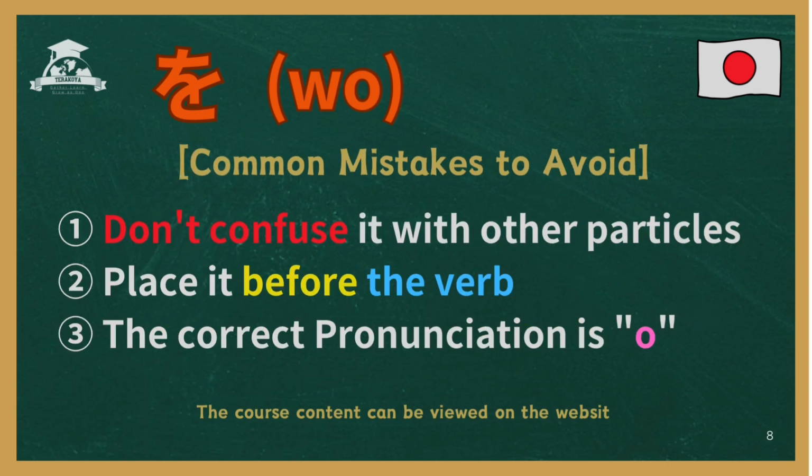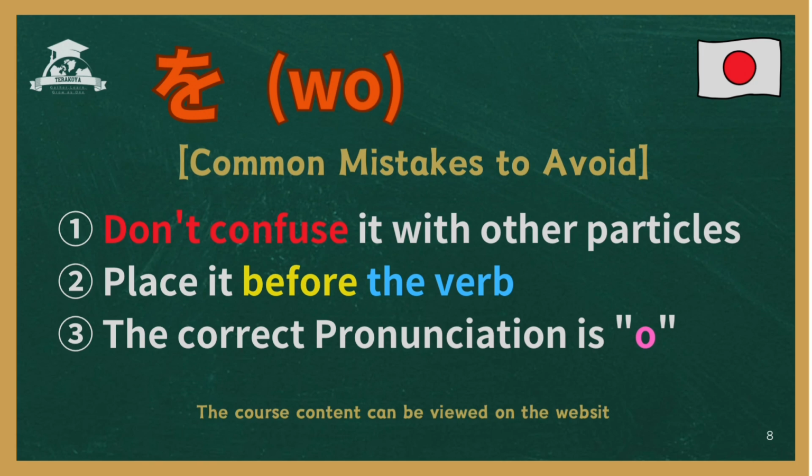Common mistakes need to be avoided. The first one is don't confuse o with other particles. Always place o before the verb. And remember the correct pronunciation is o, not wo. And try creating sentences using o. Please write them down in the comment section below.